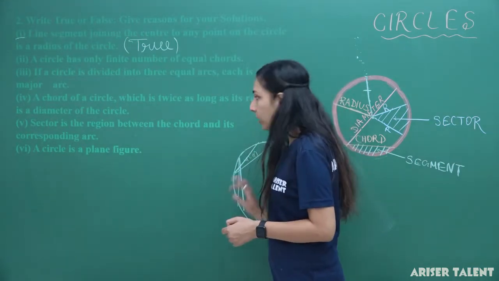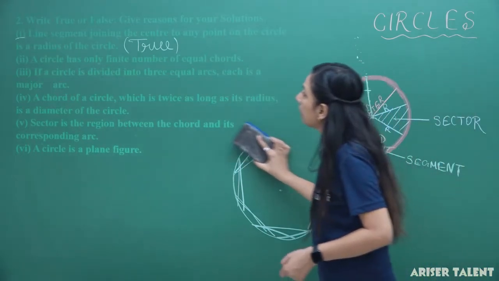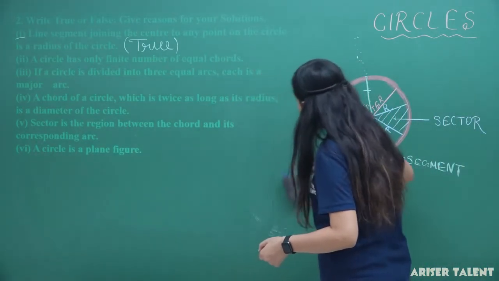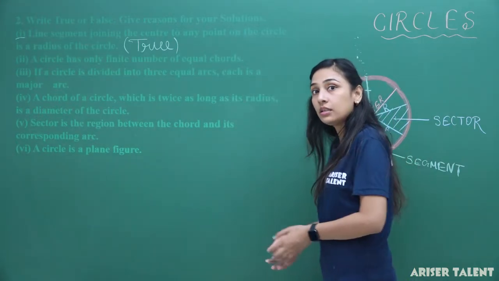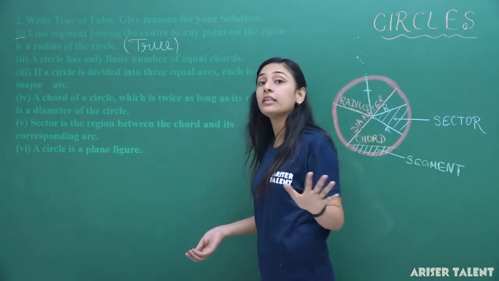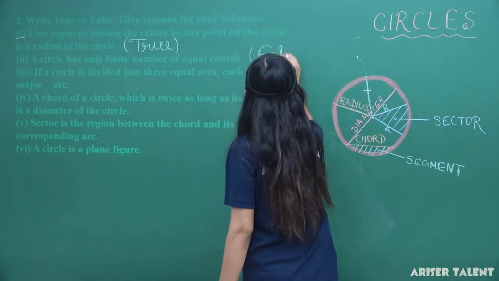Okay. So understood this one, right? A circle has only a finite number. It's saying only finite, and we have proved that there may be an infinite number of equal chords. So this is basically what? A lie. This is false.